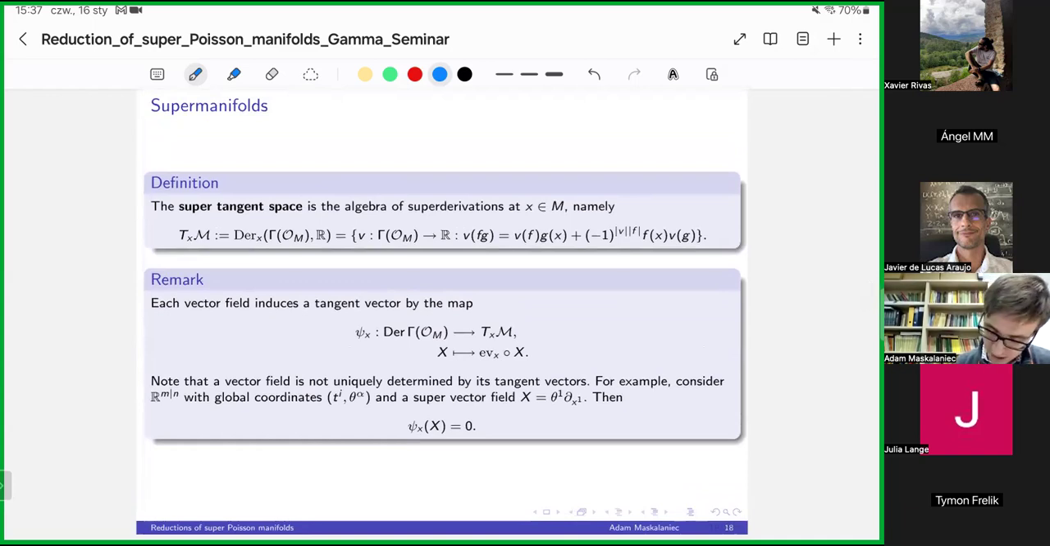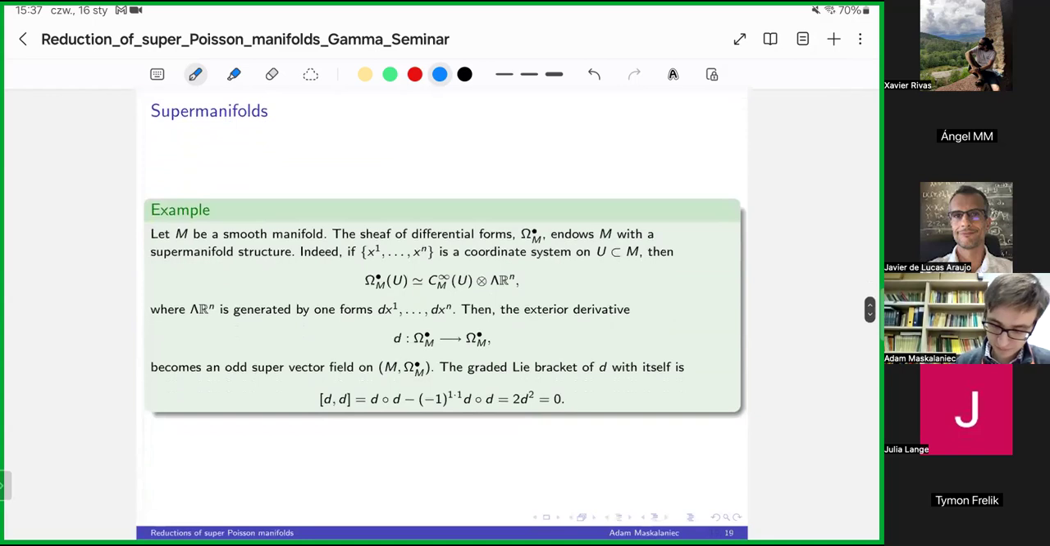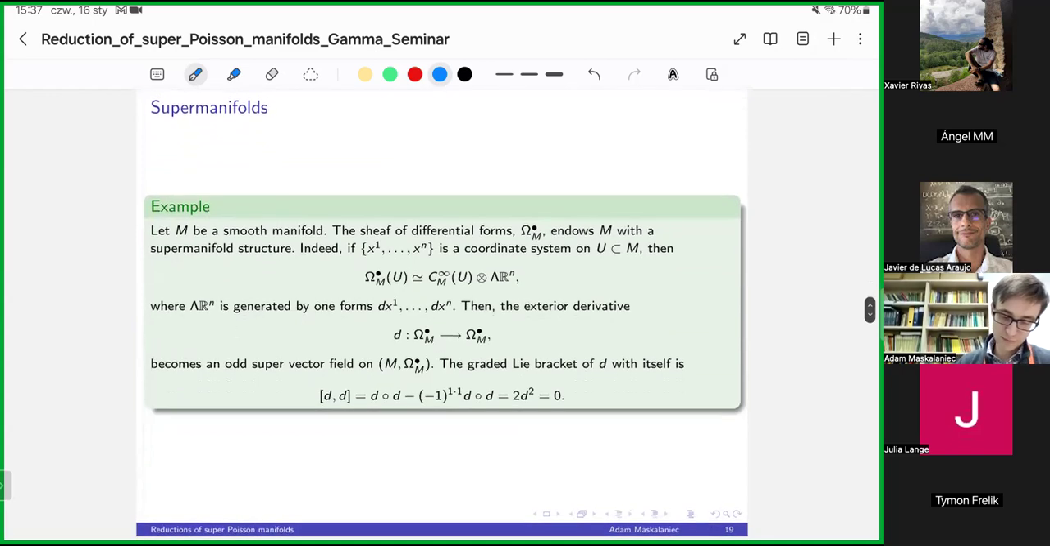So maybe I will skip this part and move forward to the example. If we are given a smooth manifold, that is a supermanifold, together with the sheaf of differential forms, then the exterior derivative d is a super vector field on M. And the graded Lie bracket of d with itself is 0, because d is of degree 1.